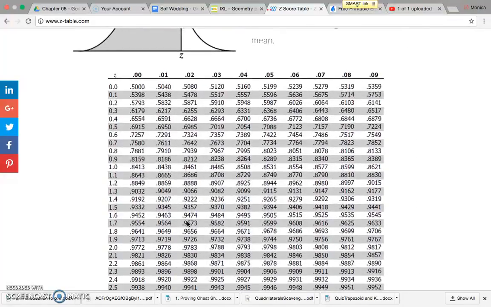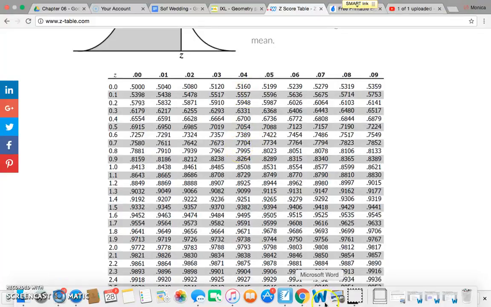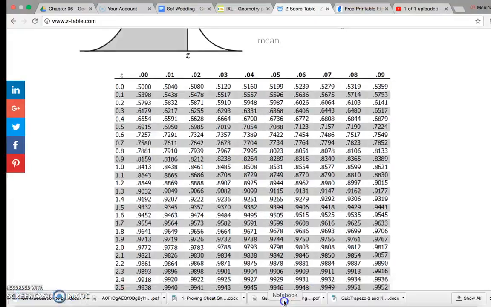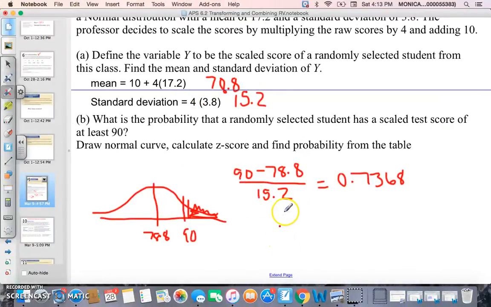And I'm looking at 0.7368. So here's 0.7, let's do 0.73. It should be like 0.74. So I'm going to go here to 0.7704. So it's 0.7704. And again, this is the probability below a 90.